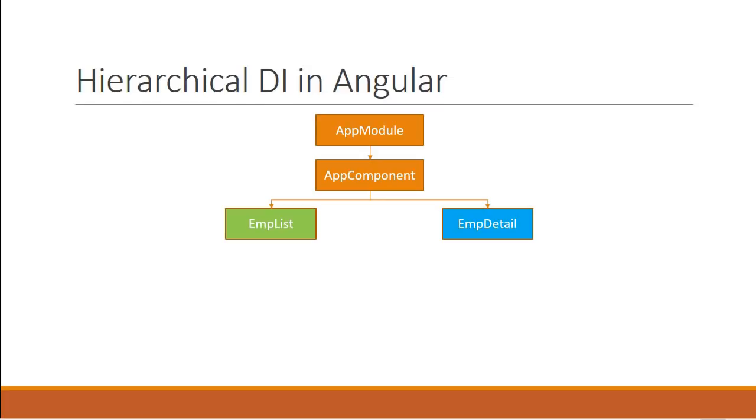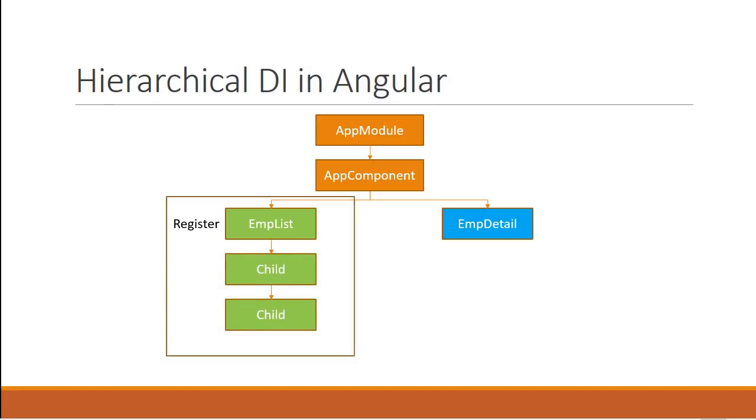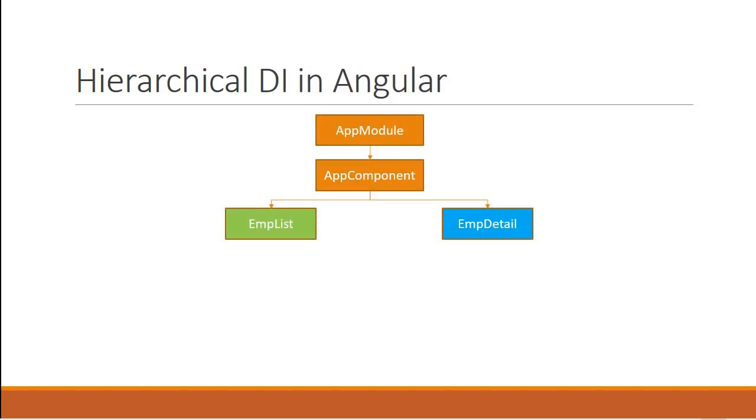Here is how Angular's DI system will work. If you register in the employee list component, the service can be used by the employee list component and its children. No other components, not even the employee detail component, can use it. So this is not a good choice. Now, if you register with the app component, all its children can make use of the service.